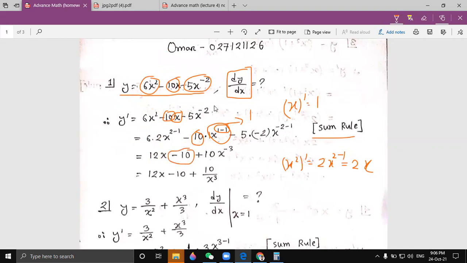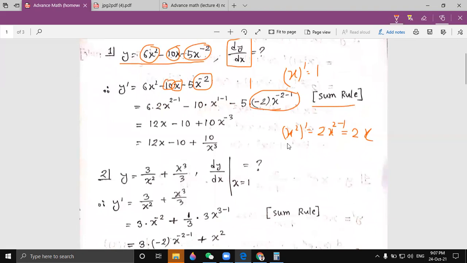And here we have minus 5x to the power minus 2. Again the same thing, this is our product rule. So we keep this constant value, and we find the derivative of x to the power minus 2. So it will be negative 2x to the power negative 2 minus 1. Can you understand this? The derivative of x to the power minus 2 is equal to minus 2 into x to the power minus 2 minus 1. This is the same rule, like the derivative of x to the power n is equal to n x to the power n minus 1.